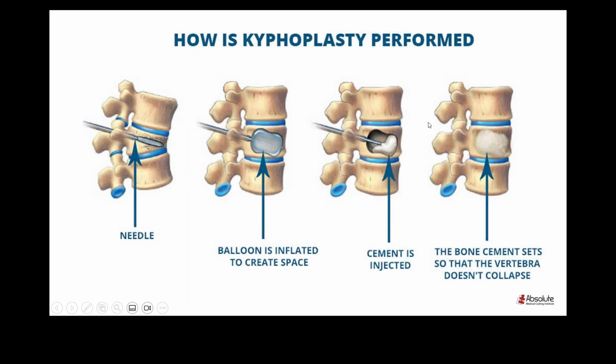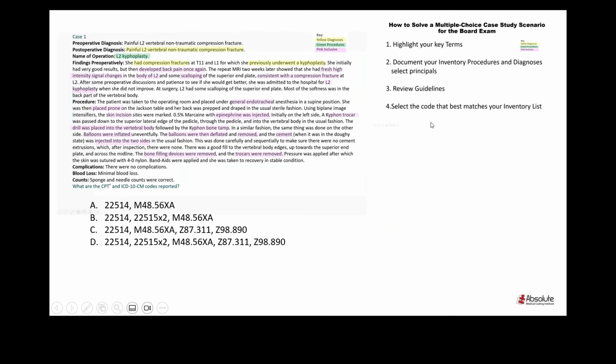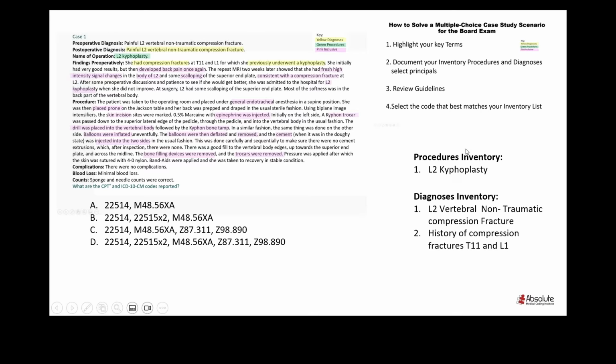Okay, so let's move on to the coding portion. We have highlighted the keywords. We have to document the inventory now. The procedure inventory, we have an L2 kyphoplasty. Diagnosis inventory, we have an L2 vertebral non-traumatic compression fracture, and we have a history of compression fractures at T11 and L1, and status post kyphoplasty, which is a spine surgery.